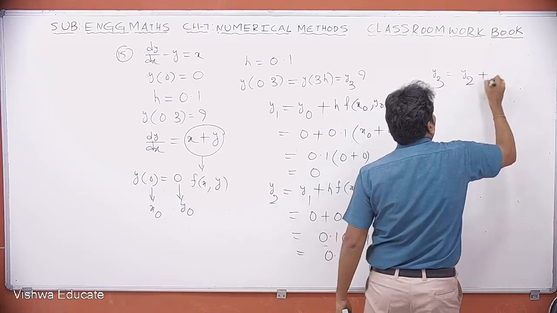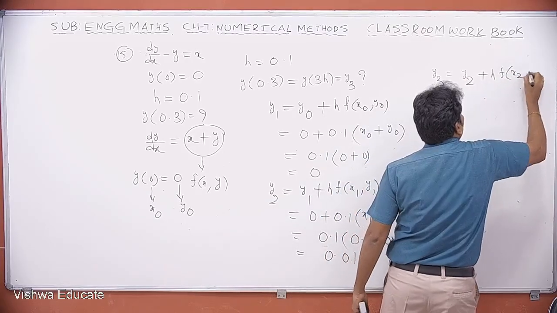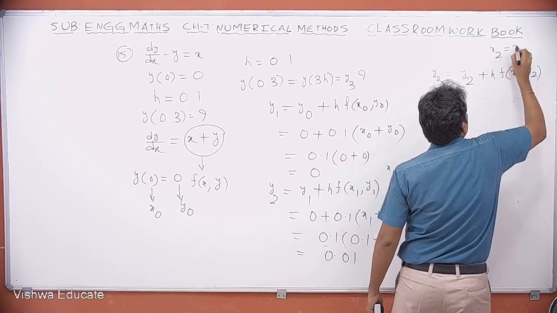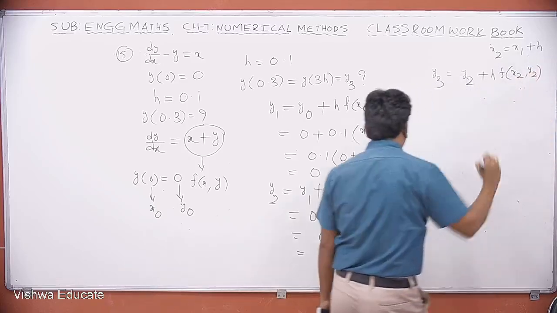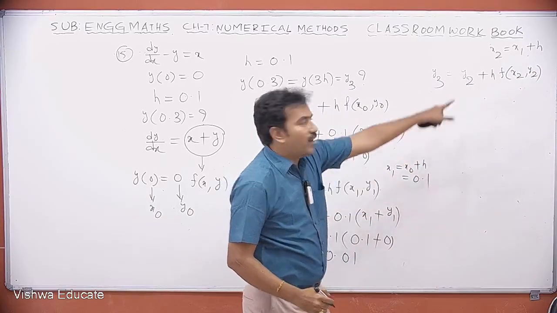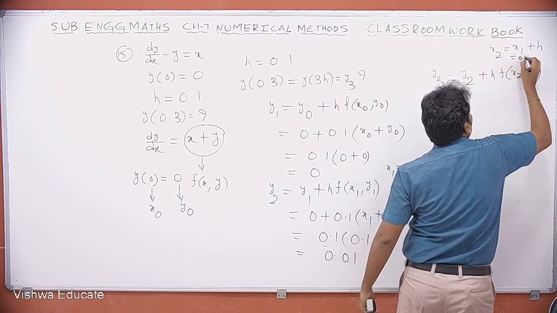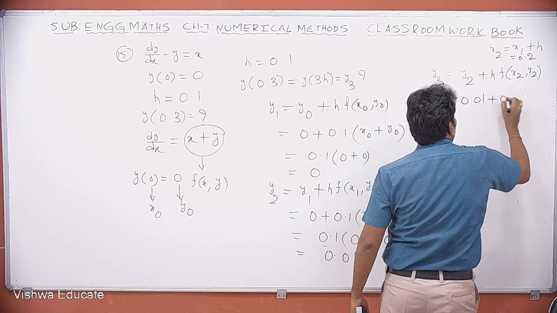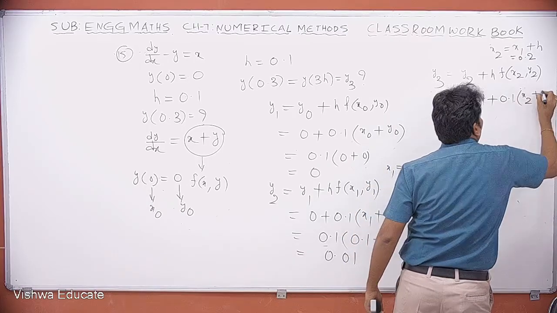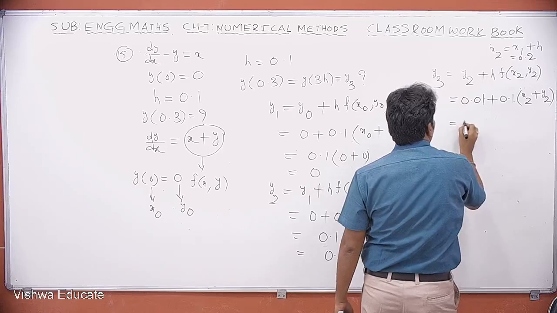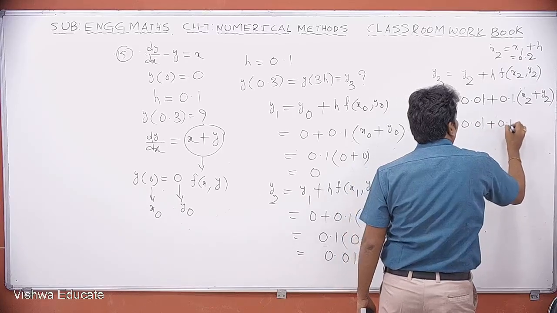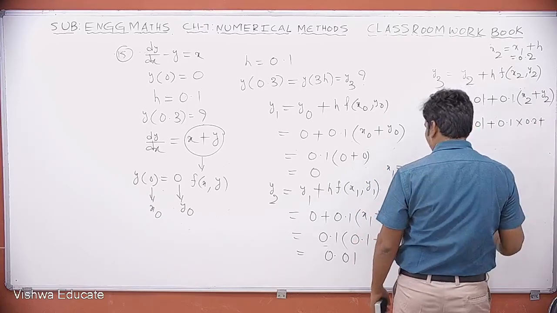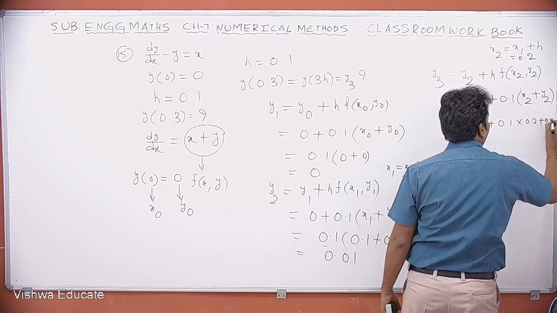This is given by y2 plus h into f of x2 comma y2. Now what is the x2 value? X2 value is x1 plus h. Already x1 is 0.1, h is 0.1. So this becomes 0.2. So y3 is 0.01 plus 0.1 into f of x2 comma y2, which is x2 plus y2. So 0.01 plus 0.1 into, this x2 value is 0.2 plus y2 value is 0.01.